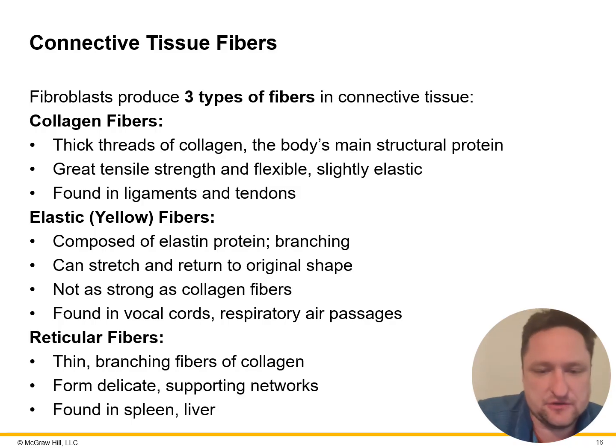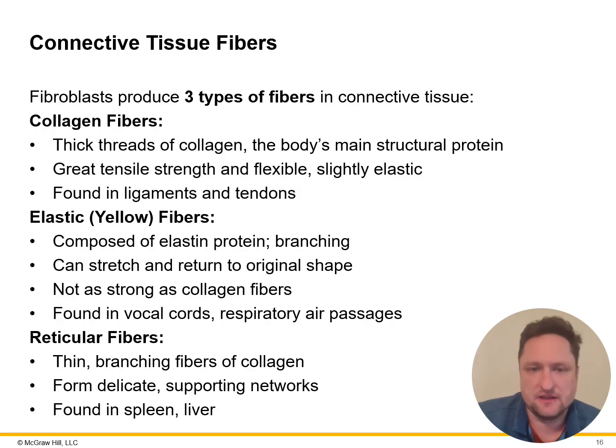Okay, we've got connective tissue fibers, and there are really three types here: collagen fibers, elastic fibers, and reticular fibers. So the strength and the flexibility of connective tissue comes from its fibers, which are produced by fibroblasts. So fibroblasts produce fibers, and they are embedded in the matrix. The first type is collagen fibers. These are thick, strong, and slightly flexible. They provide great tensile strength and are found in tendons and ligaments.